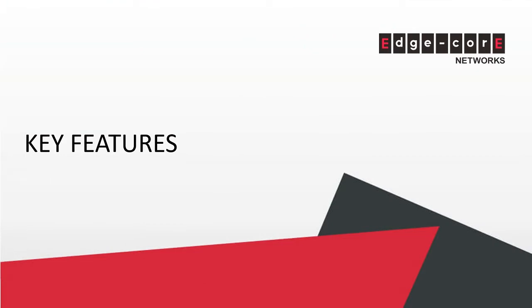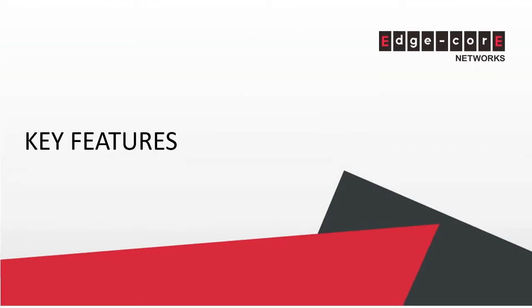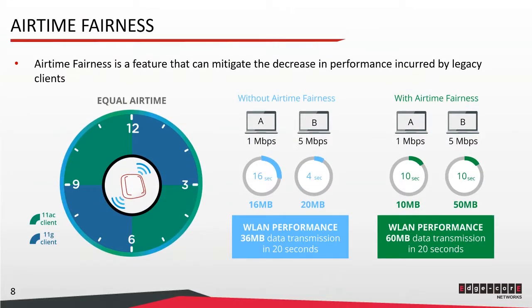Now let's talk a bit more about the key features that we just mentioned. The first feature we're going to talk about is airtime fairness. This is a feature that can mitigate the decrease in performance caused by legacy clients. This is done by giving all clients equal airtime rather than equal access, so that legacy clients cannot take up too much of the airtime and slow down the network as a result.